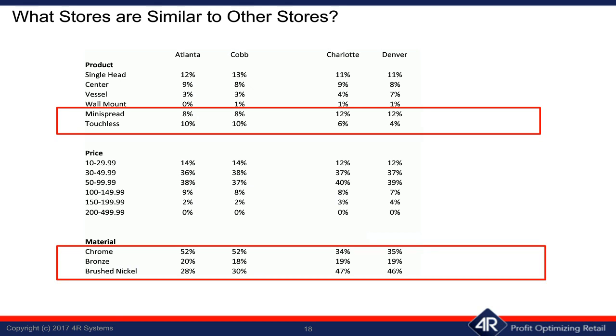And you'll notice as you look left to right, for instance, Atlanta in material in brushed nickel has 28%, but Denver for brushed nickel has 46%. So we want to be able to look at, what are the differences, how are they the same in each of these different areas. One of the ways you can use this is to then determine, what are similar markets to each other and what are the products that they need.